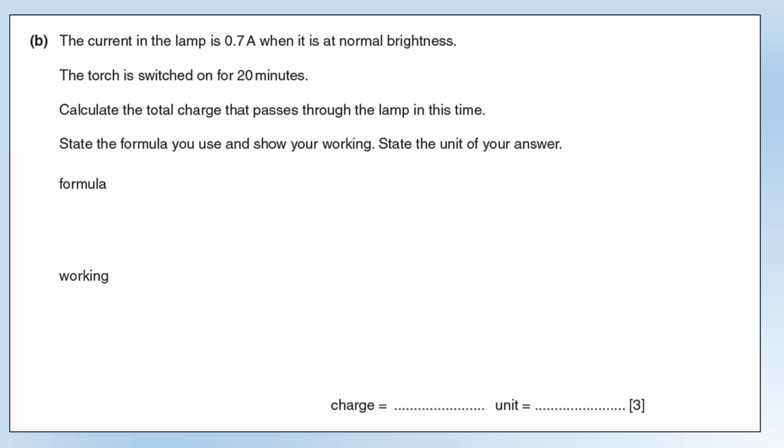Okay, so the current in the lamp is 0.7 amps when it's at its normal brightness, and it's switched on for 20 minutes. Calculate the total charge that passes through in that time. So we're going to use Q equals IT. We've got the current and we've got the time. The time we need to convert into seconds, and there we get 840 coulombs.